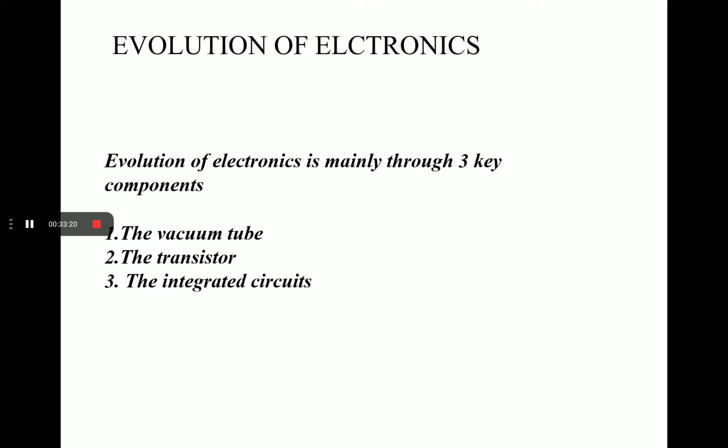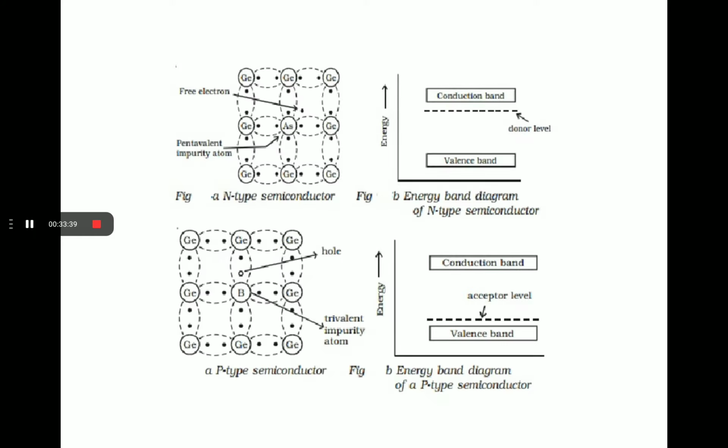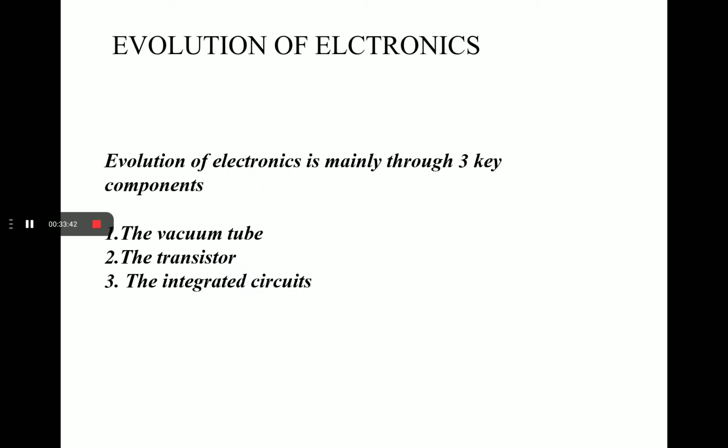now let us see the history of evolution of electronics. Mainly, the first generation equipment is the vacuum tube. Then after the invention of the vacuum tube, in the next century, another invention is the transistor. So this invention of the transistor completely replaced the vacuum tubes. Then the next generation is the integrated circuit. So we can go through how it was reached.